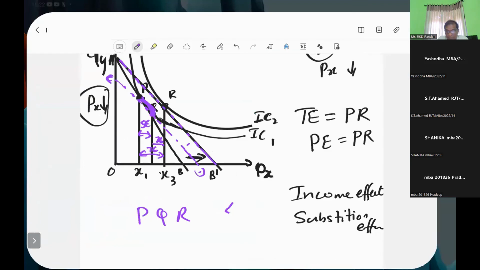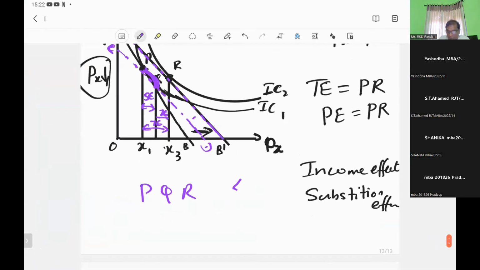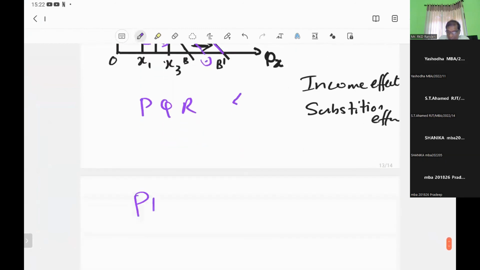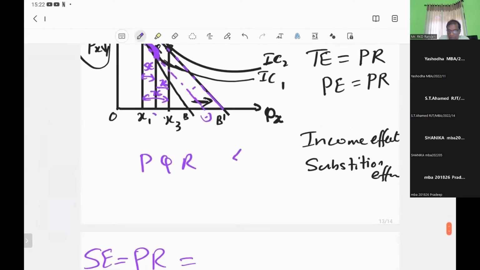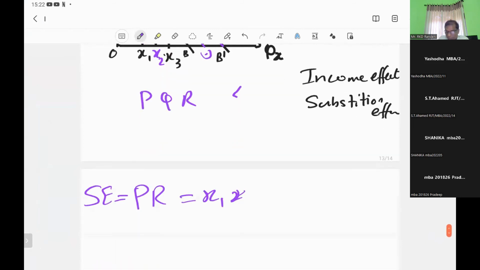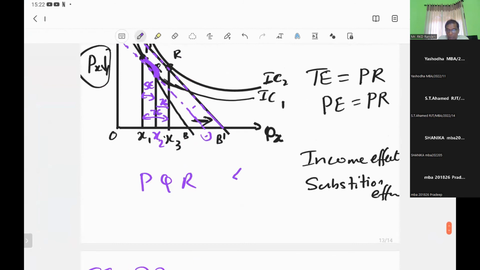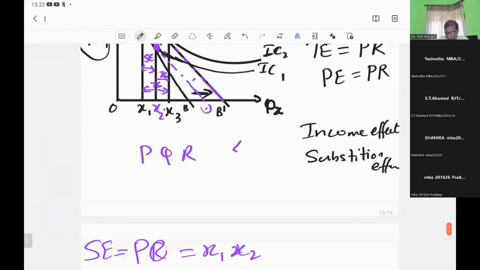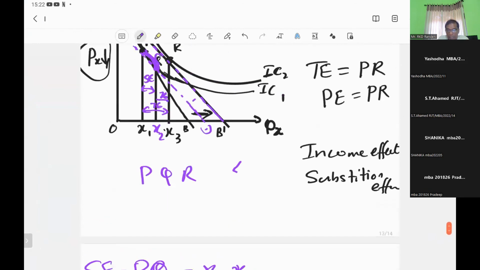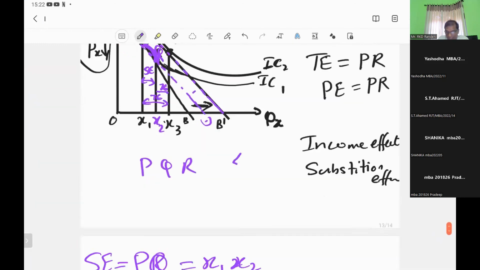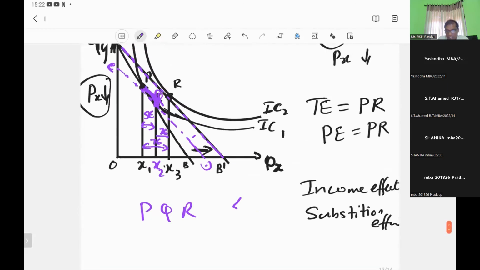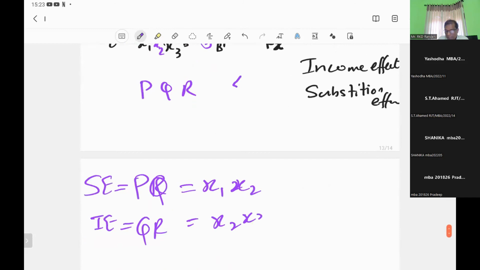Now here, to the indifference curve, that is P to R, that is the substitution effect. X1 to X2. Then R to PQ, that's P, yes, PQ. Here Q is, PQ. Then Q to R, that is the income effect, that is X2 to X3.